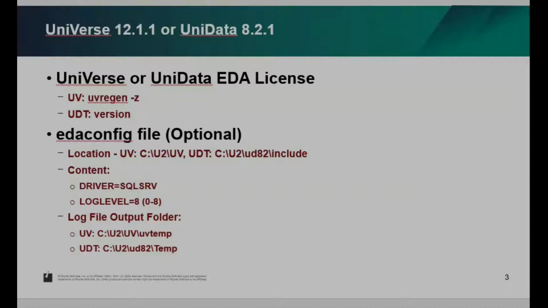First, where you need to put it: on Universe, basically you need to put it inside the UV home directory. In my environment that will be the C drive, U2, UV folder. Make sure the EDA config file has no extension, not edaconfig.txt. Basically, it's just the edaconfig file. For Unidata, it will be put in the include folder. In my environment I run Unidata 8.2, so it will be the U2, UD82, include folder.